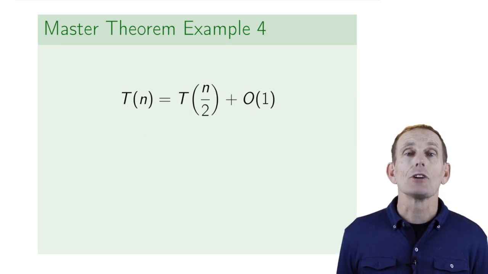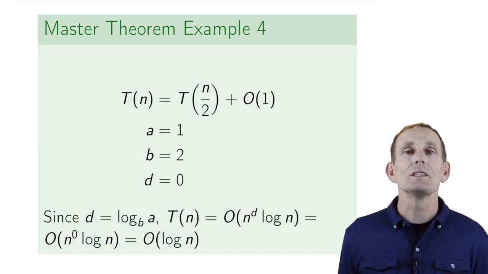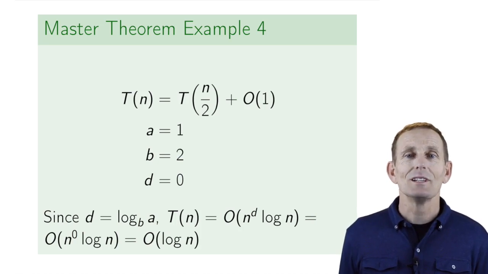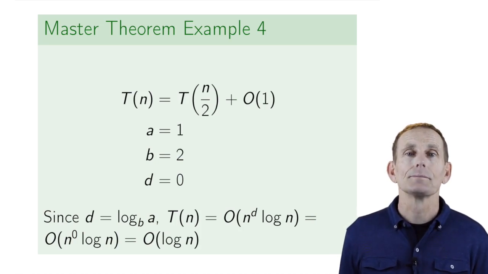And now this shows an example also of case 2. So this is the binary search example. a is 1, b is 2, d is 0. Well, log base b of a, log base 2 of 1, is equal to 0. So d is equal to log base b of a. We're in case 2. T(n) equals big O of n to the d log n, which is n to the 0 log n, which is just big O of log n.